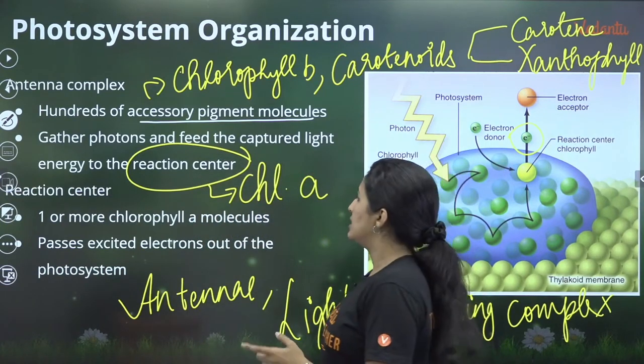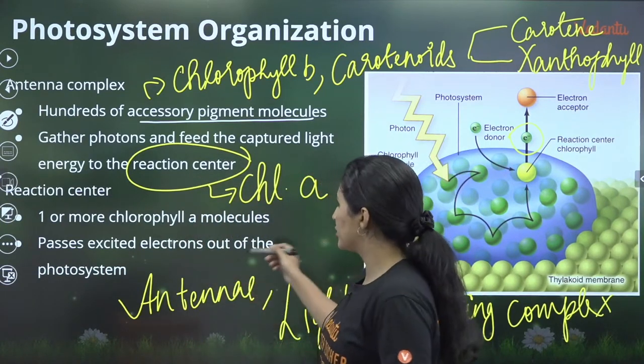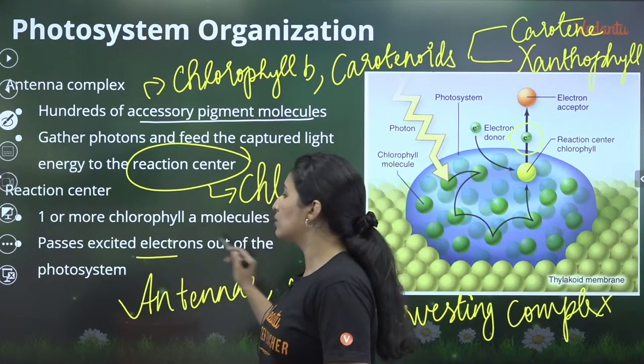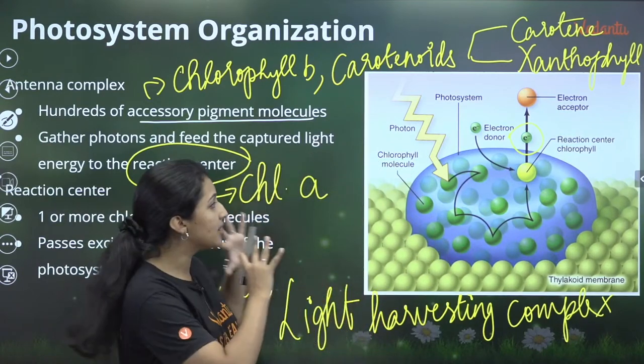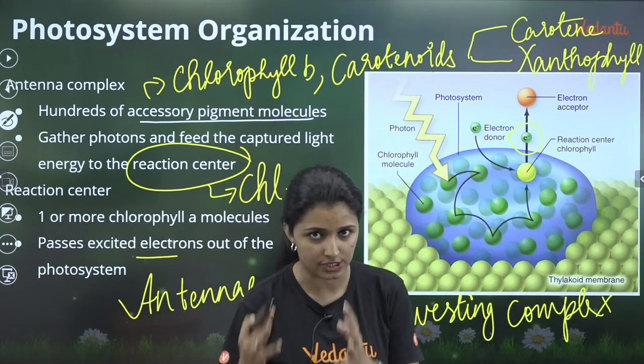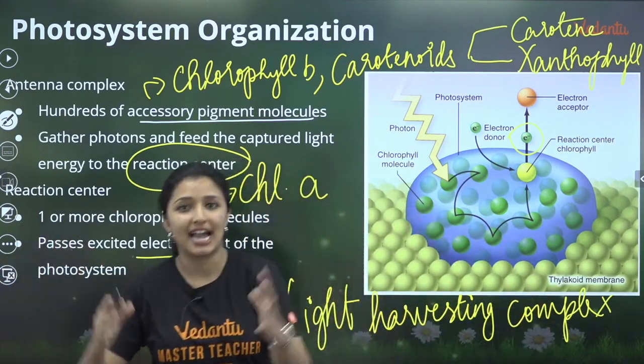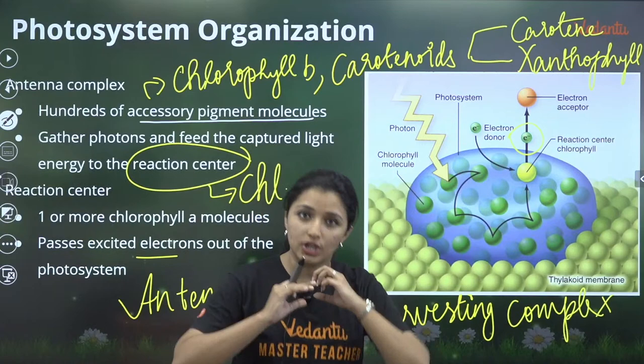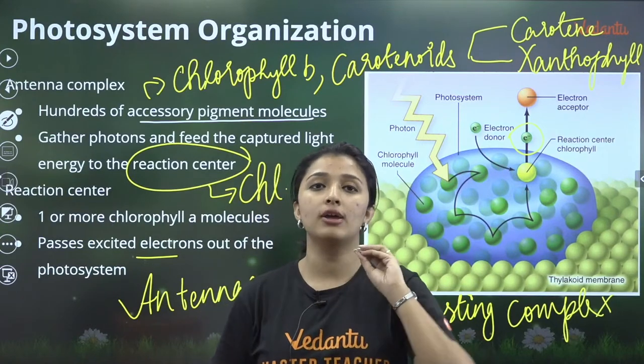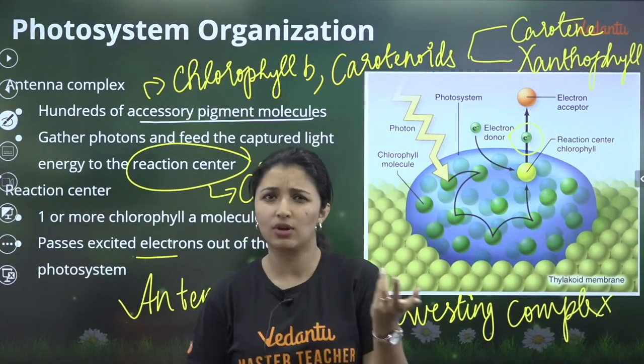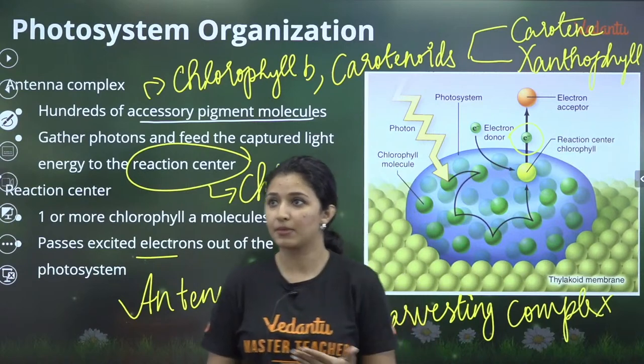So one or more chlorophyll A molecules pass excited electrons out of the photosystem. This entire collection is called a photosystem. Once all the energy is gathered, they give that energy to releasing or exciting one electron, one or two electrons every single time.